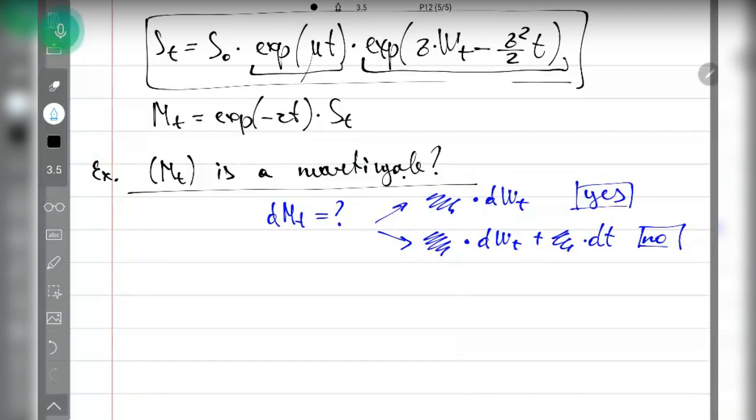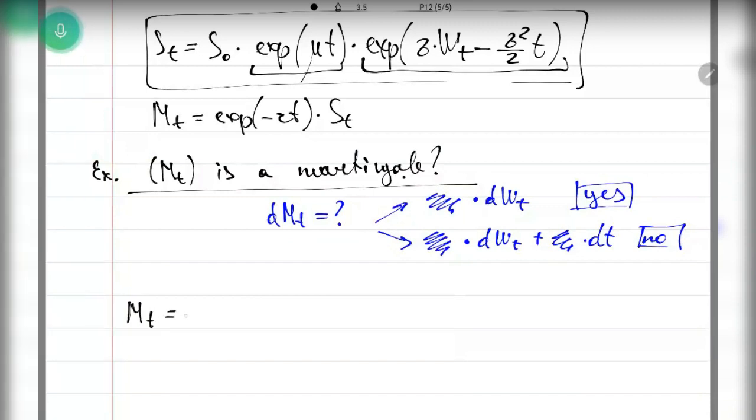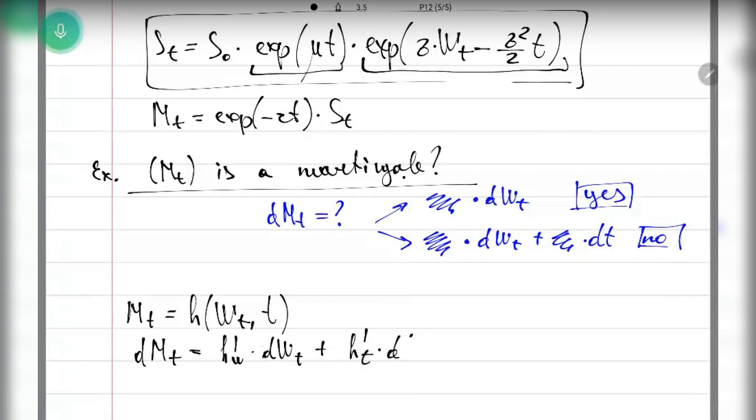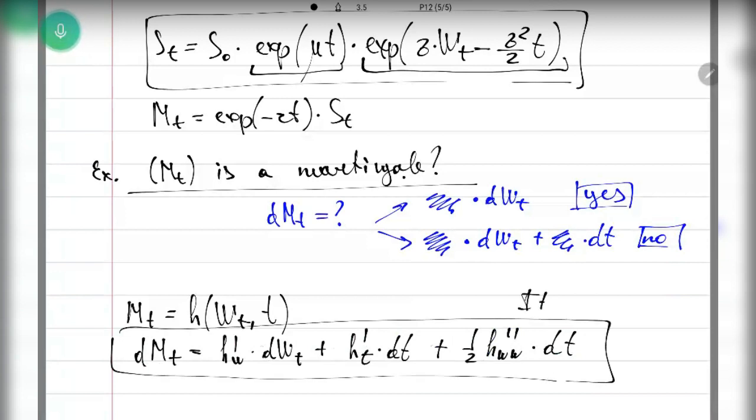Okay, let's calculate dM_t. I remind you of the expression for Ito's lemma. If M_t is some function h of W_t and t, which is the case in the Black-Scholes model, then dM_t is equal to h prime with respect to W times dW_t plus h prime with respect to t times dt plus 1/2 h double prime with respect to W W times dt. That's Ito's lemma.